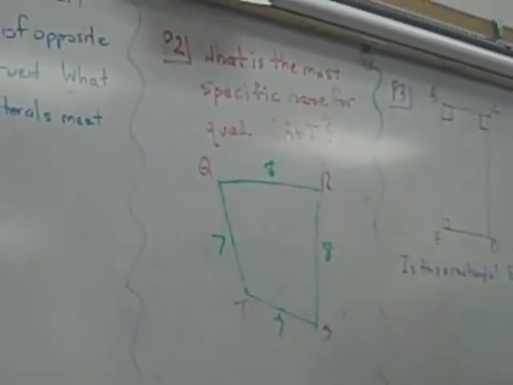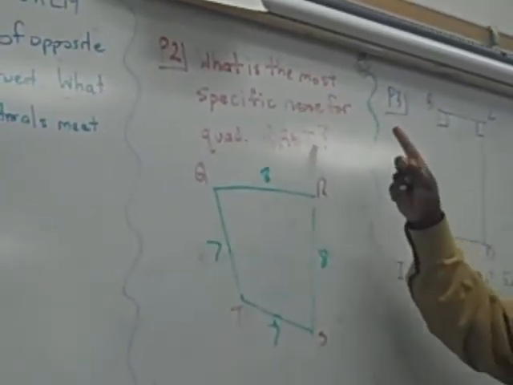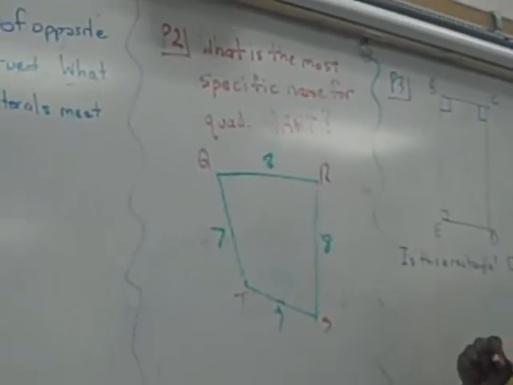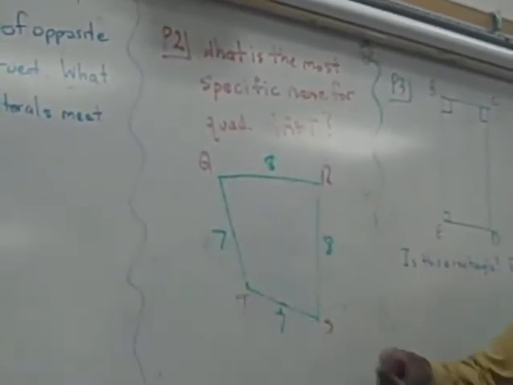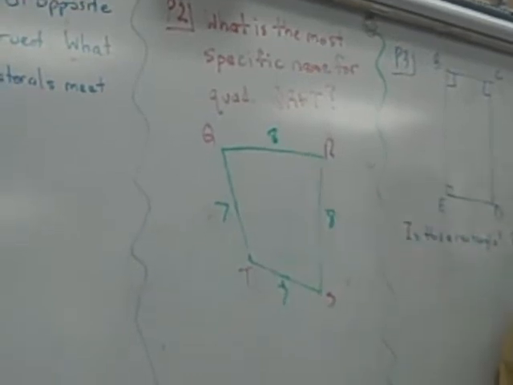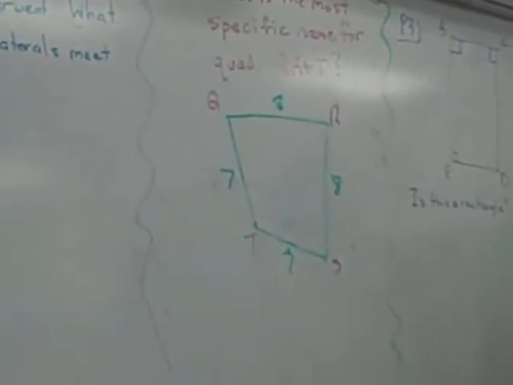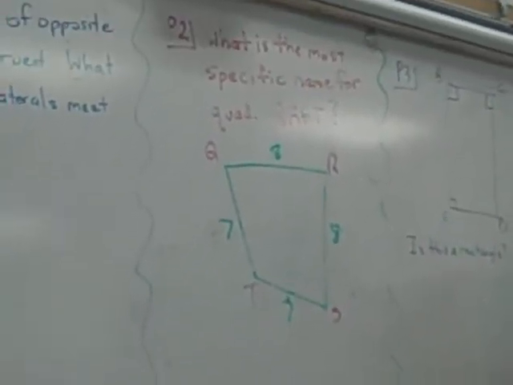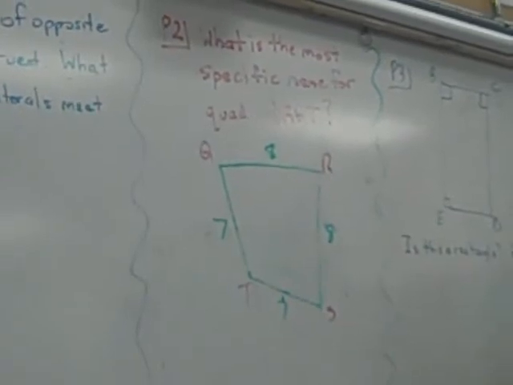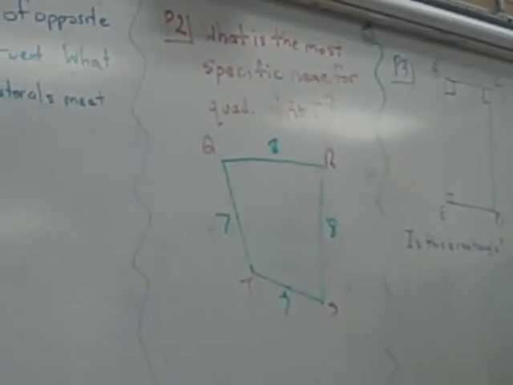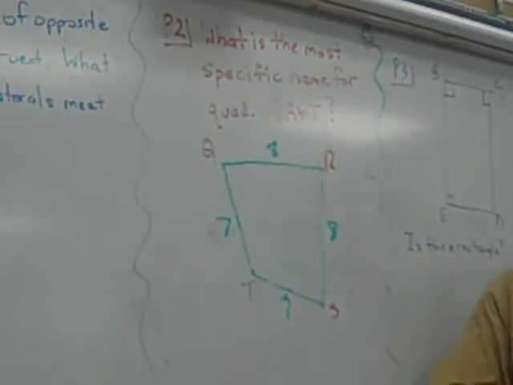Okay, in problem number 2, the question says, what is the most specific name for quadrilateral QRST? All right? Now, what we're going to do is need to figure out what kind of shape it is. So I'll give you a moment to think about it before we answer. Okay? All right. Now, let's take a look.